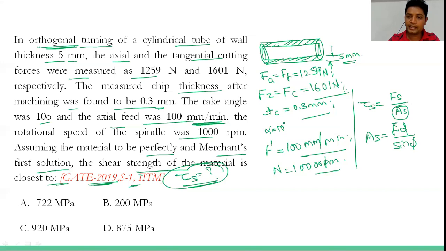नाउ f जो है that is feed, that is in mm per revolution, बट हमें यहाँ पे किसमें गिवन है, that is mm per minute में. तो सबसे पहले क्या करना है, हमें इसको feed में कन्वर्ट करना है, that is in mm per revolution में. सेकंड जो है that is depth of cut, बट डेप्थ ऑफ कट हमें इसमें गिवन नहीं है, बट हमें tc गिवन है, ठीक है, बट tc क्या होता है, दैट इज अनकट चिप थिकनेस, एंड डेप्थ ऑफ कट इज व्हाट इनिशियली दैट वी हैव टू चूज.